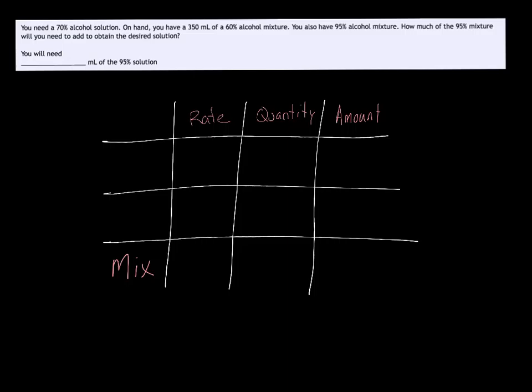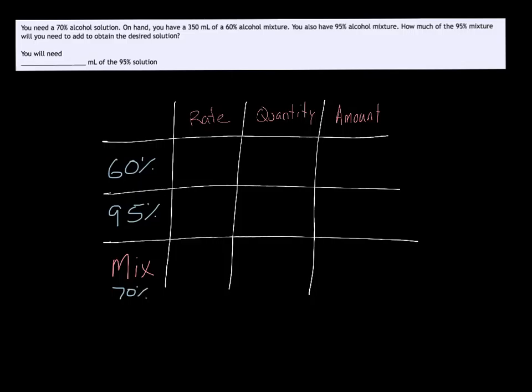Alright, to attack these classic mixture problems, I use this chart to organize the information. First, I'm going to input the information that's given in the problem. In this case, we need to get to a 70% solution. We're mixing a 60% solution with a 95% solution, and this final mix is going to be a 70% mix.